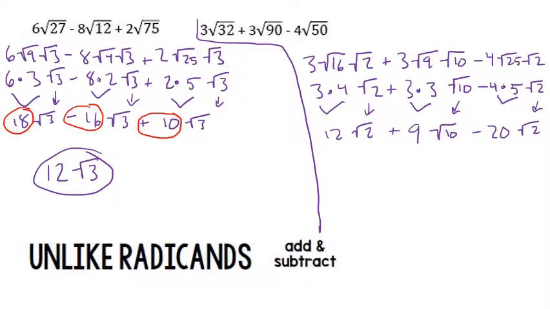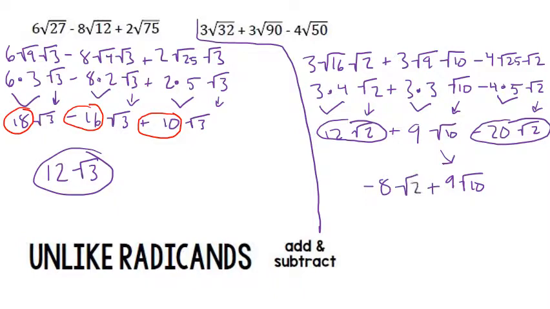Okay, this time I've only got 2 like radicals. This thing and this thing both have root 2's. That tells me this plus 9 root 10 is just going to be added to the solution. 12 minus 20 is negative 8. Bring the root 2 with. And I have my solution. They are not like radicals, so I can't combine those. I am done.